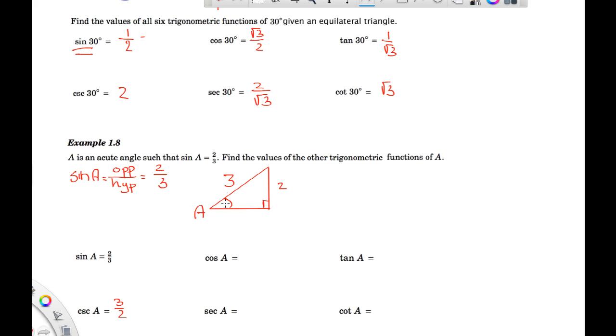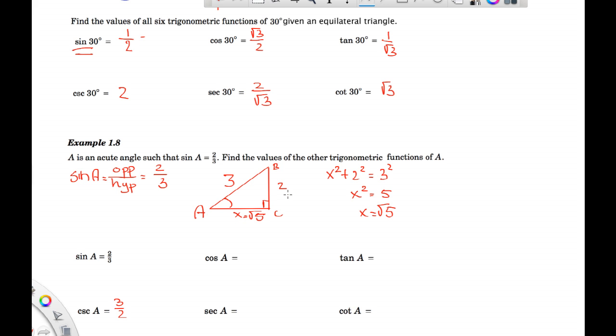Well, if that's 2 and that's 3, we don't really need to have B and C here, but we should be able to find this side over here now, because that's an unknown. But we do know that that side squared plus 2 squared is 3 squared. So x squared is 9 minus 4 is 5, so x is the square root of 5. So we know that this is actually the square root of 5.